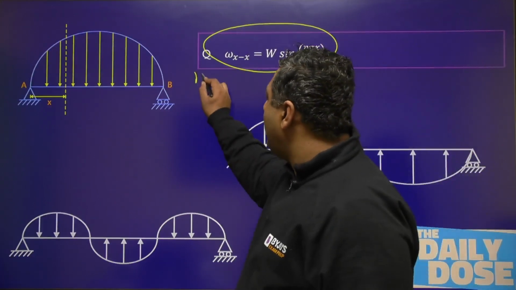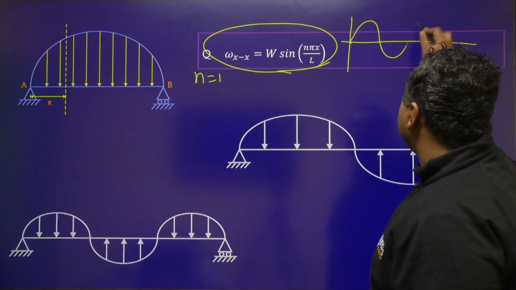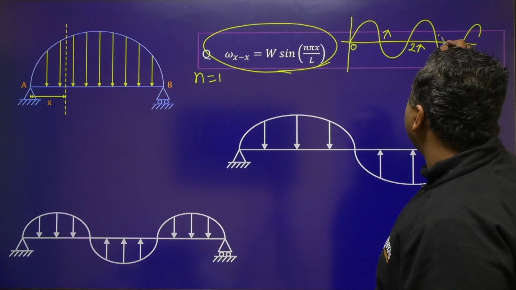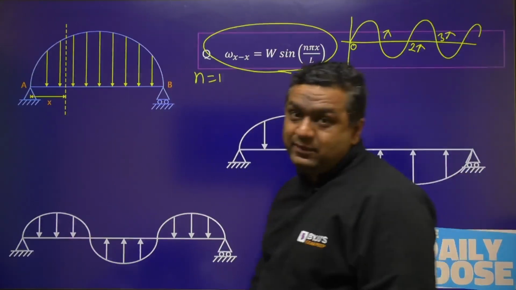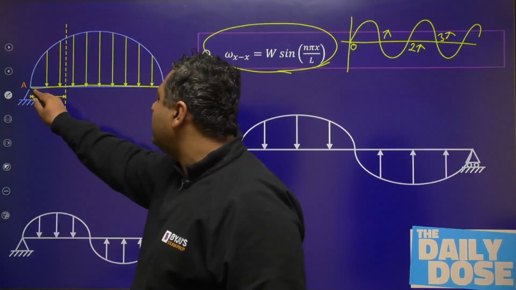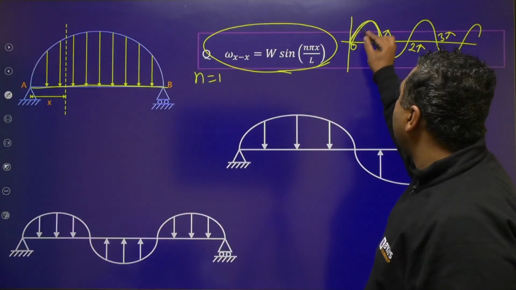When n is 1, if we make the sine curve like this, this is 0, π, 2π, 3π like that. So if n equals 1, then the entire length of the beam will cover sine from 0 to π. So this part of the curve would be used.